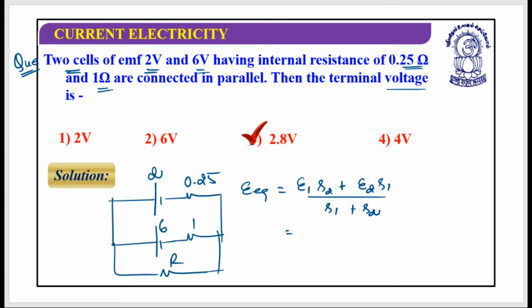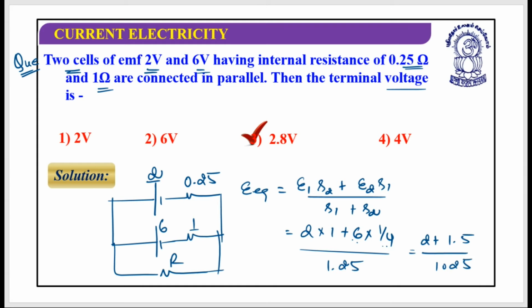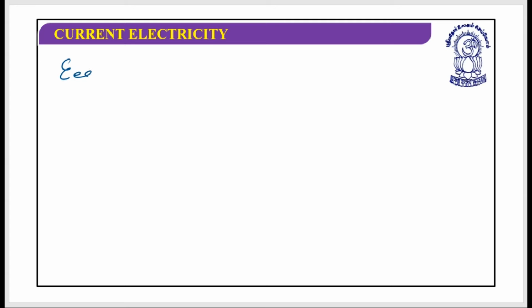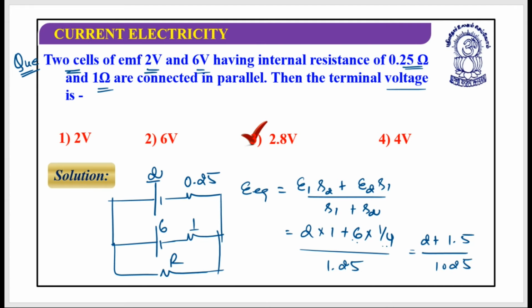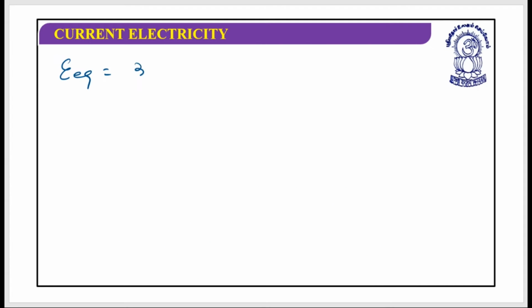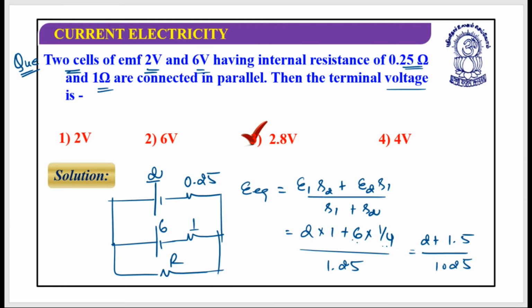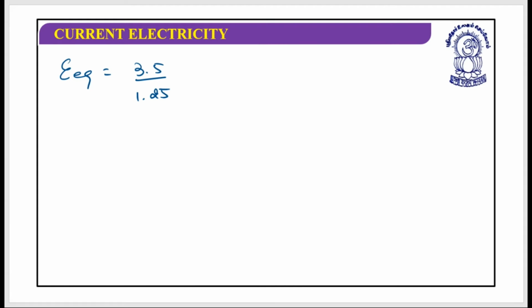So that should be equal to 2 multiplied by 1 plus 6 multiplied by 0.25, it's 1 by 4, divided by 0.25 plus 1, it's 1.25. So this is equal to 2 plus 6 by 4, 6 divided by 4 is 1.5, divided by 1.25. So this E equivalent can be written as 2 plus 1.5, which is 3.5 divided by 1.25. Yes, it's 35 divided by 10 multiplied by 125 divided by 100.